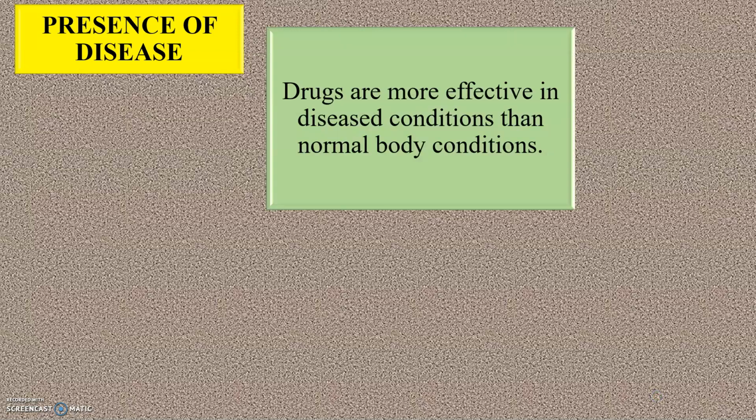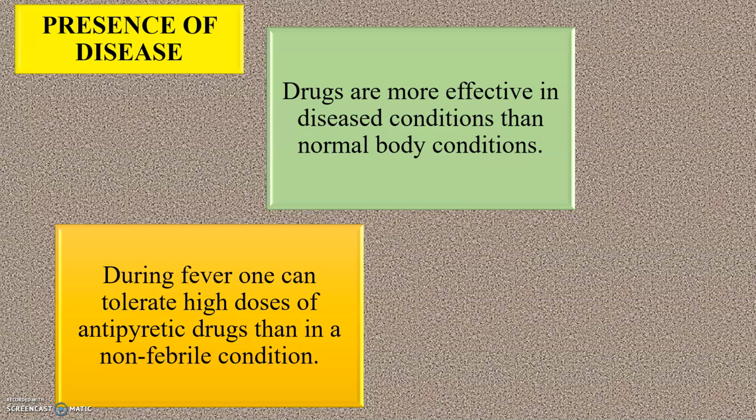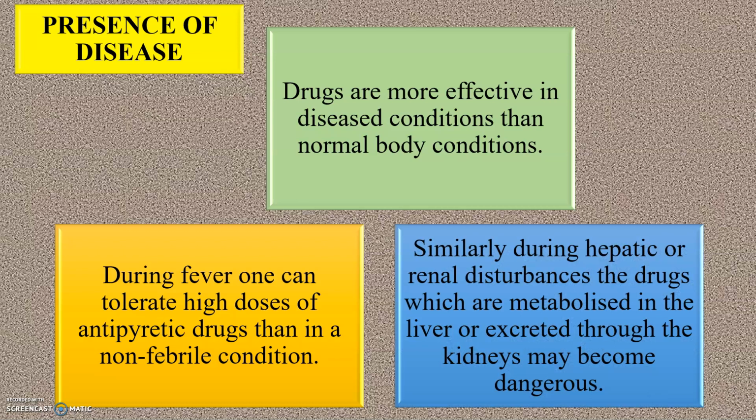Next factor influencing dose is presence of disease. Drugs are more effective in diseased conditions than normal body conditions. For example, during fever, one can tolerate high doses of antipyretic drugs than in a non-febrile condition. Similarly, during hepatic or renal disturbances, the drugs which are metabolized in the liver or excreted through the kidneys may become dangerous.